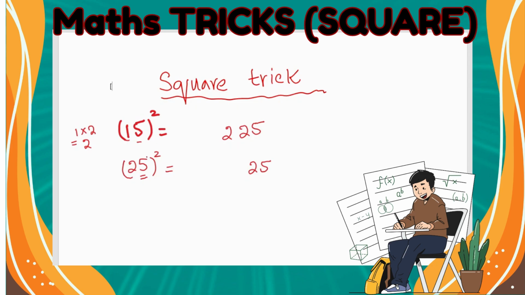Then we have the number 2 over here. What's the number next to 2? We have 3, right? 3 comes after 2. So 2 times 3 gives us 6. We're just going to write down 6 here. That's a really simple trick, yeah?